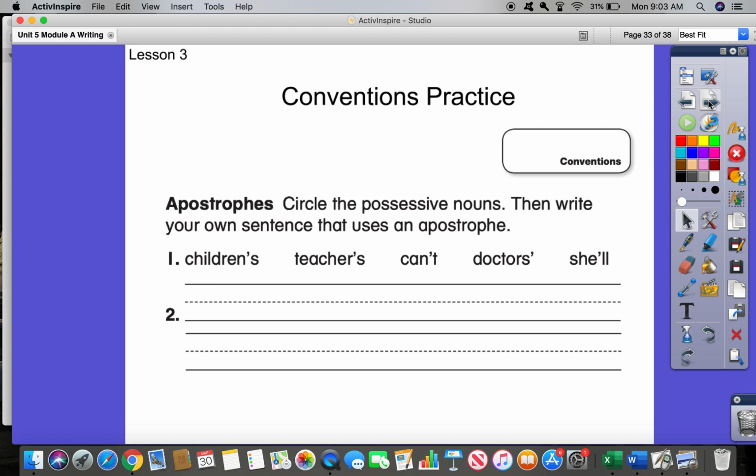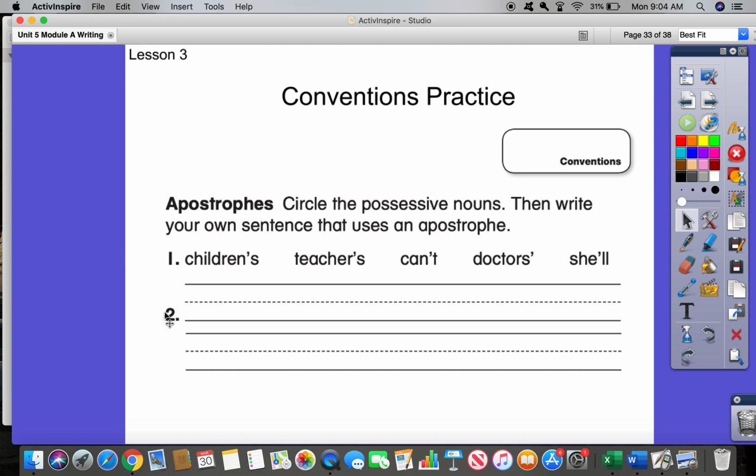So in your writing journal on Google Docs, even though the directions say to circle, we're not going to be able to circle on there. You're just going to type in the correct answer. So I'll read these words to you. You have to circle the possessive nouns, then write your own sentence that uses an apostrophe. So this first one says children's, teachers, can't, doctor's, shield. Remember, you're only going to type in the nouns that are possessive, so that shows ownership.